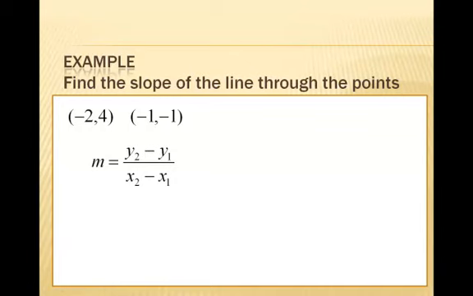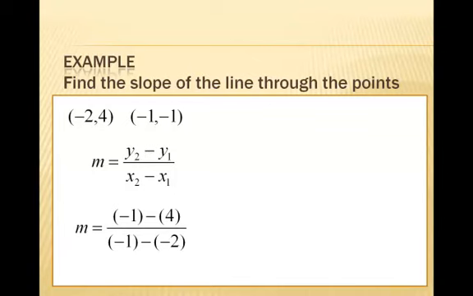And here's how you can interpret it. We're going to take the y-coordinate of the second point and subtract the y-coordinate of the first point. Then we'll divide it by the x-coordinate of the second point minus the x-coordinate of the first point. Okay? So it sounds kind of complicated. Let's go ahead and plug it in.